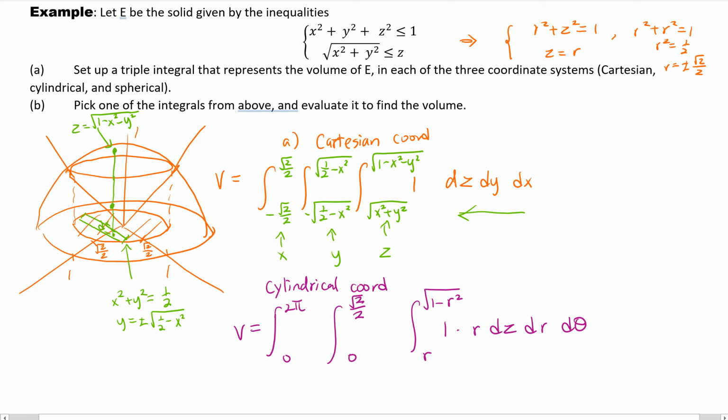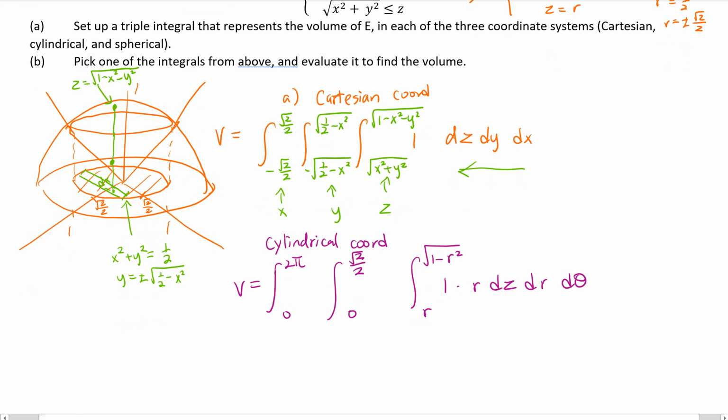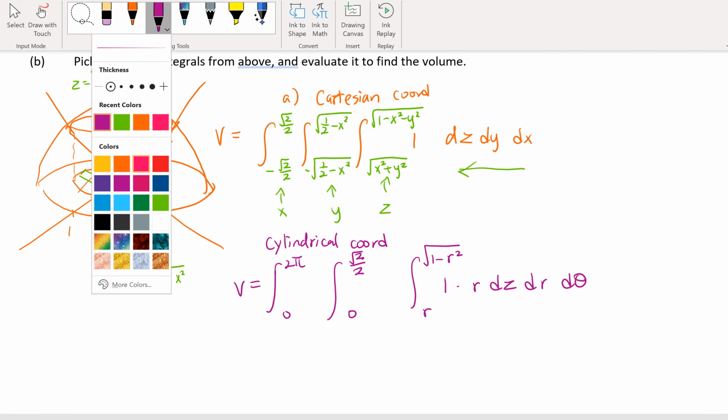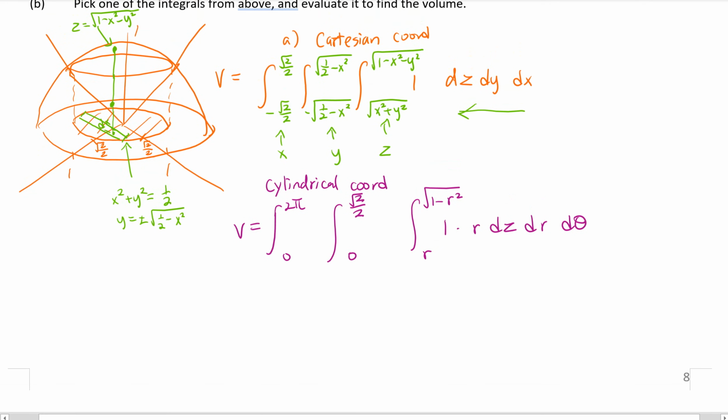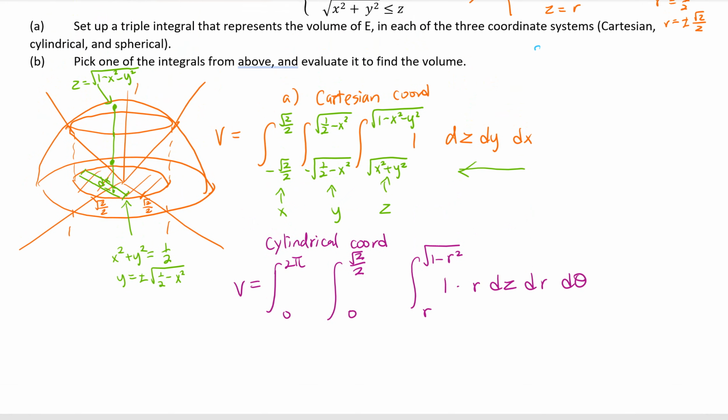Okay, let's continue. So this is cylindrical coordinates. How about spherical coordinates? Let me do the spherical coordinate here, because we still need some space to solve the integral. Now let's see. We have 1, and then we have rho squared sine phi d rho d phi d theta. Right? Our theta is from 0 to 2 pi.